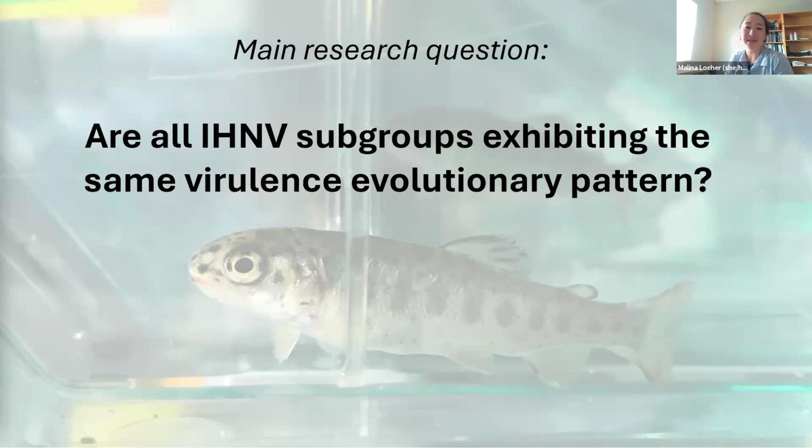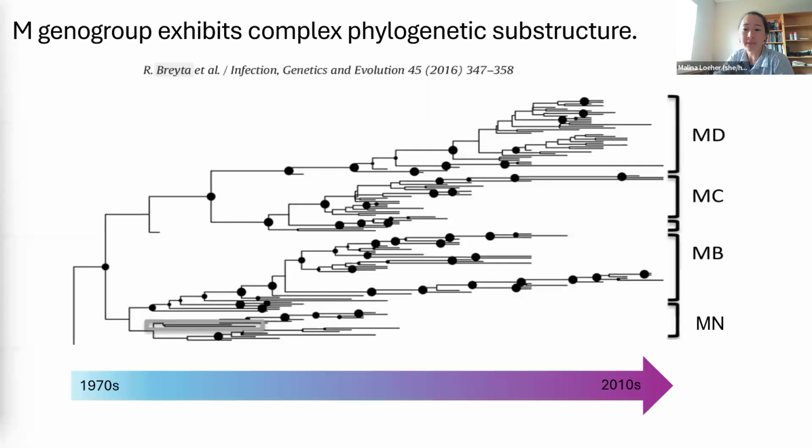And IHNV, we know, has distinct lineages that have arisen within the M genogroup. And these are called subgroups, IHNV subgroups. And so we wanted to know if these lineages are all exhibiting the same evolutionary trends, or if there's more nuance to be understood among these different subgroups that might present different challenges to host fish.